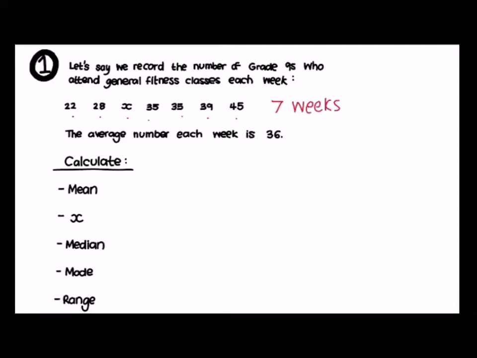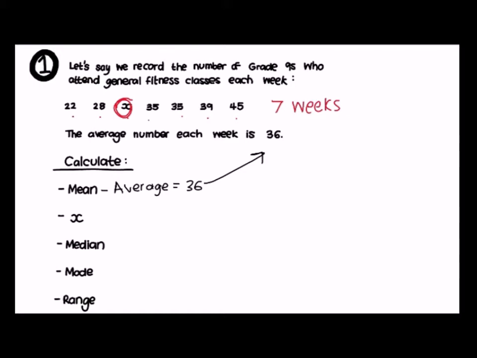We're also told that the average number each week is 36. So let's see what they want us to calculate, then we can see what we need to work with. The first thing we need to calculate is the mean. They're often going to tell you it's the same as the average, which is quite nice because that means they've actually given us the answer here. So the mean or the average is equal to 36. The next thing they ask us is what is X. Now X is one of these values up here in our data.